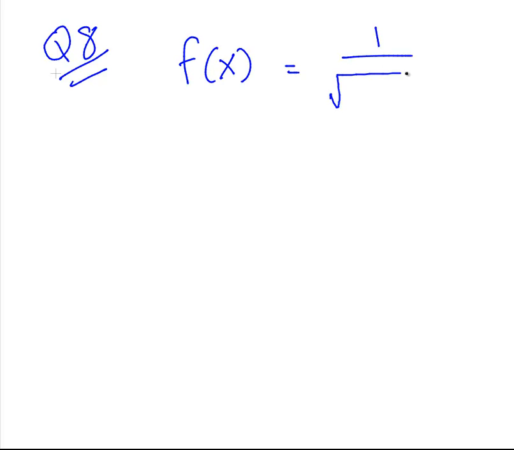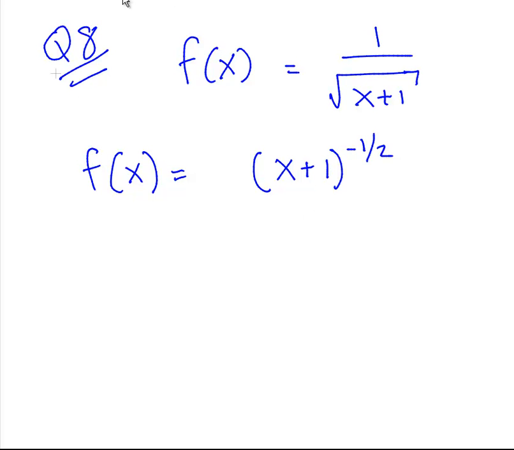So question 8, we're nearly there. Question 8 is as follows, something very similar. f of x equals 1 over the square root of x plus 1. Again, treat x plus 1 as if it was x. So what we would say here is f of x is equal to x plus 1 to the power of minus 1/2.